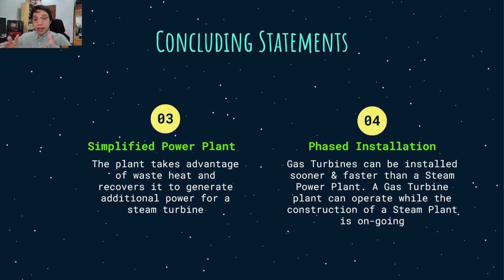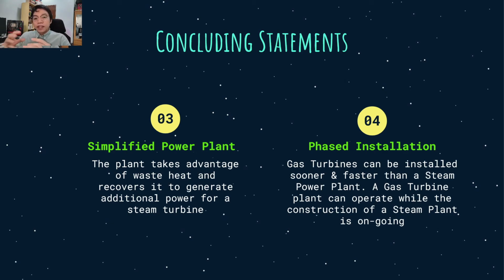By utilizing a combined gas power plant cycle, you remove that boiler from the equation by using the wasted heat from the gas turbine. So you don't really have to add additional equipment into your power plant in order to receive a bigger energy output. What you're doing here is simply taking exhaust heat or wasted heat from the gas turbine and transferring it to the steam turbine to produce more electricity. And finally, phased installation.